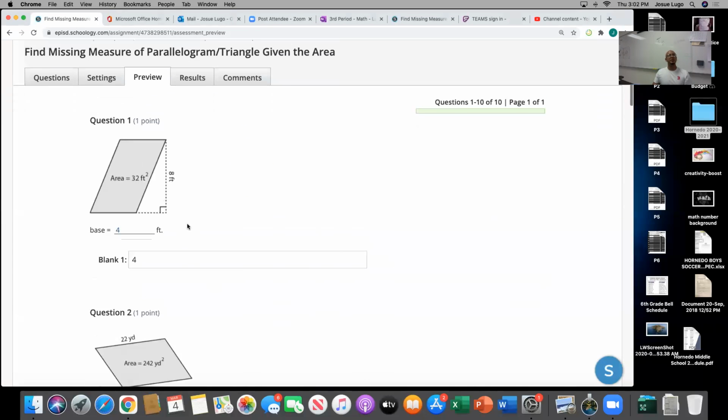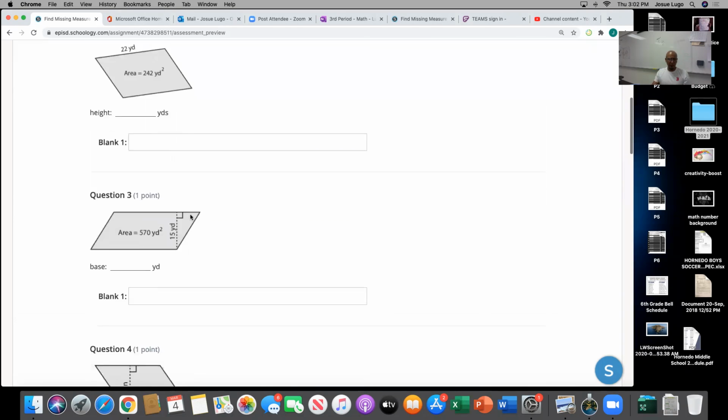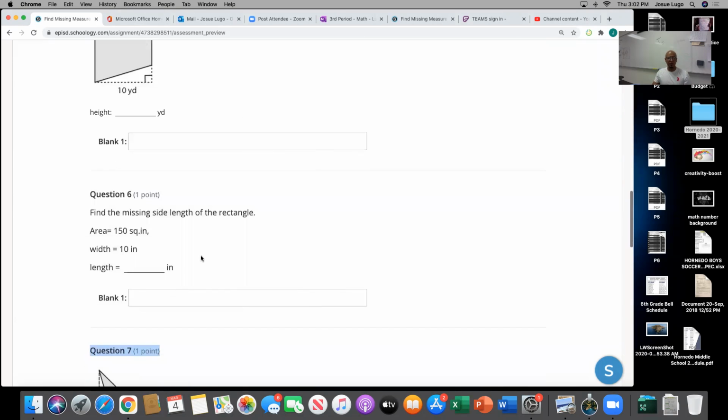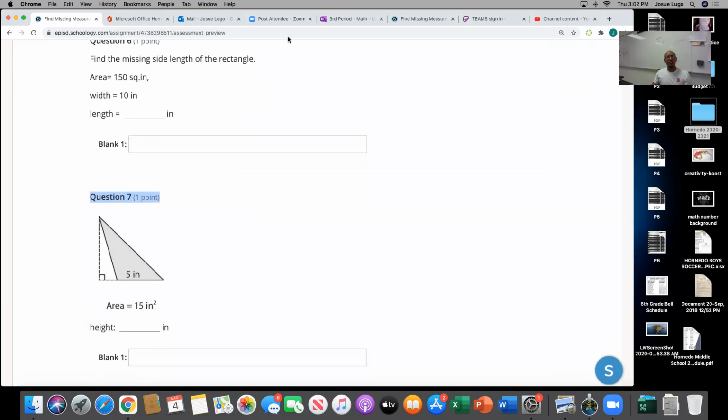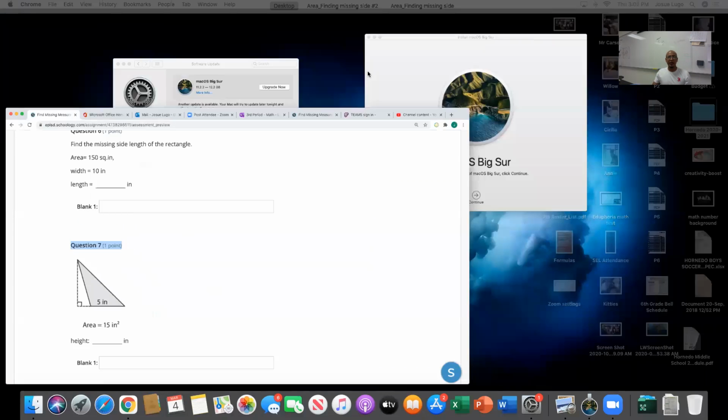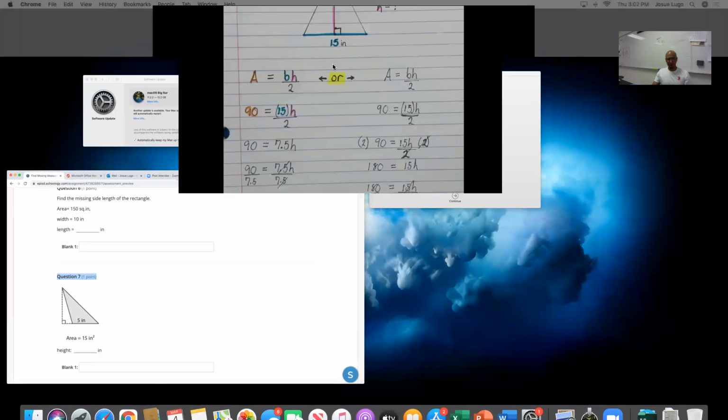So in the first part, we talked about the parallelogram, starting with the area and using the area and one of the side measurements to find the missing side measurement. And so you will find that in the assignment, numbers 1 through 6 have to do with parallelograms. But beginning with question 7, we are talking now about a triangle.